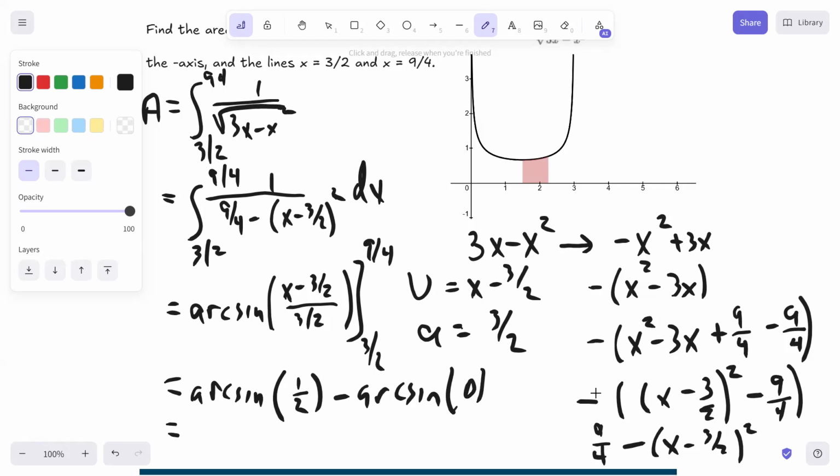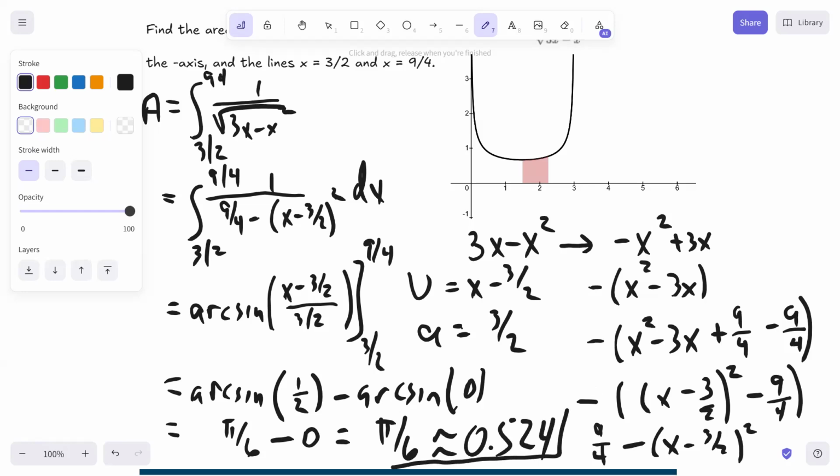So arcsine of a half is pi over 6. Arcsine of 0 is 0. So you would have pi over 6, which is approximately 0.524. Remember, we estimated that our answer should be less than 3/4.